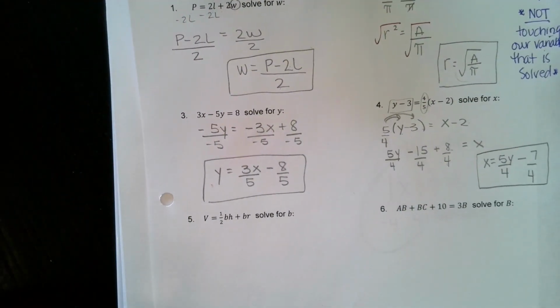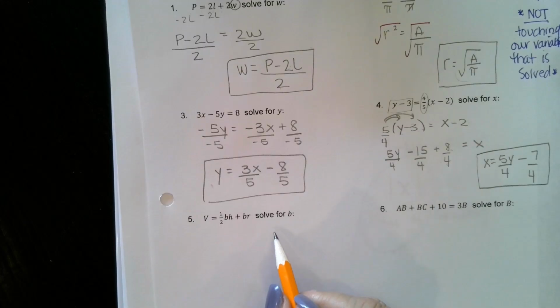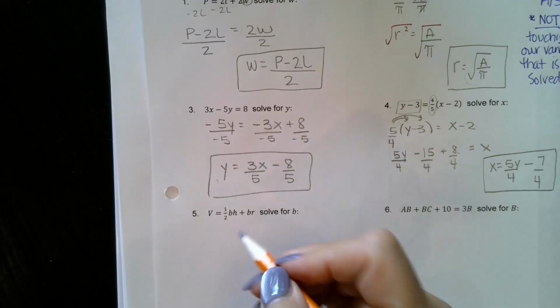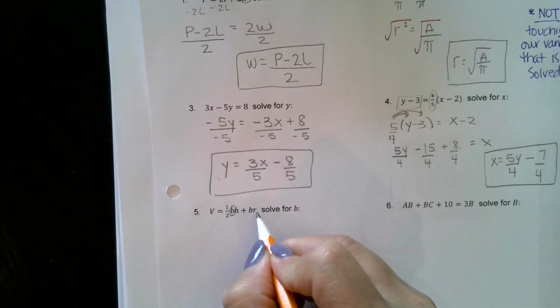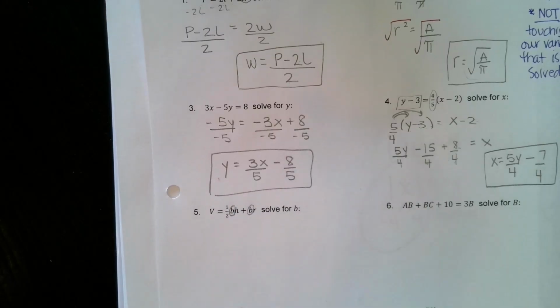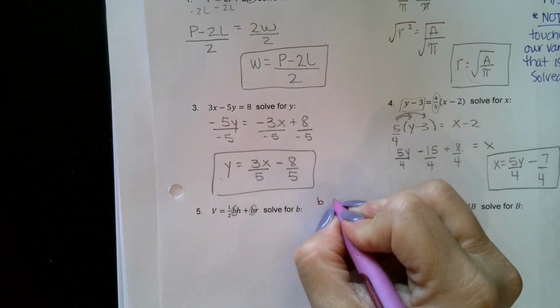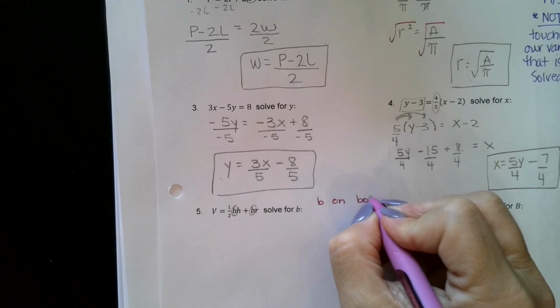Okay, so those first 4 were fairly simple, right? There's a lot of math involved in it, but it's fairly simple. Now these are going to get a little more complicated. What we see on this one is I have a volume equation, and I have a b in this term, and I have a b in this term. The first step as you solve these is whatever you're solving for, so b, I have to have this on both.